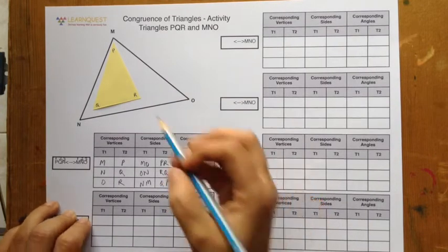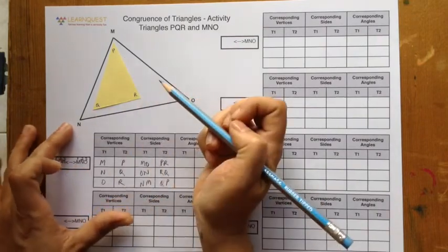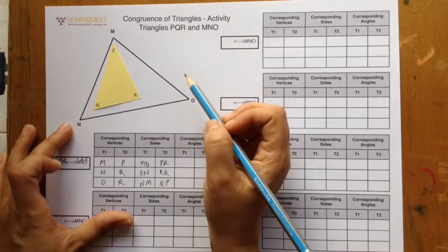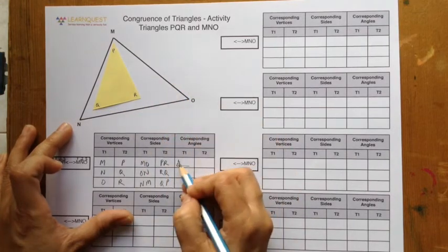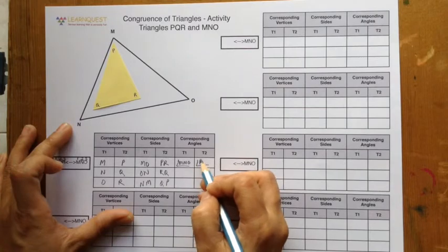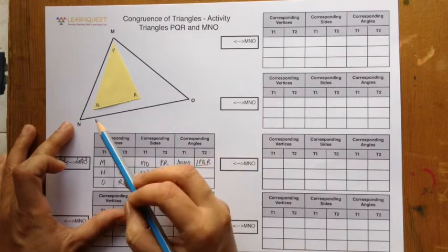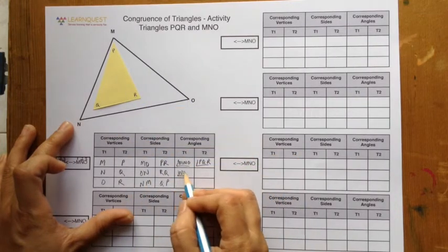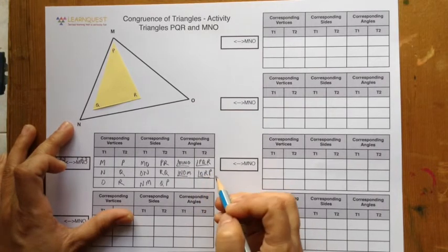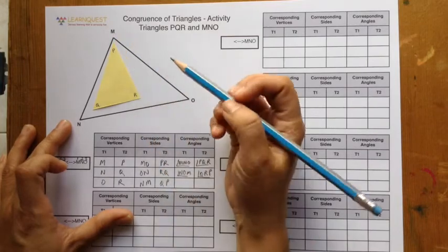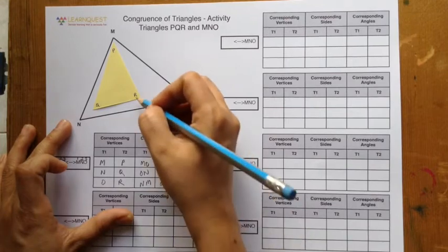What about the angles? Angle N to angle Q, but let us write it in the three-letter format. So we will write angle MNO with angle PQR. Similarly, angle NOM with QRP. And now angle P and M, so angle OMN with RPQ.